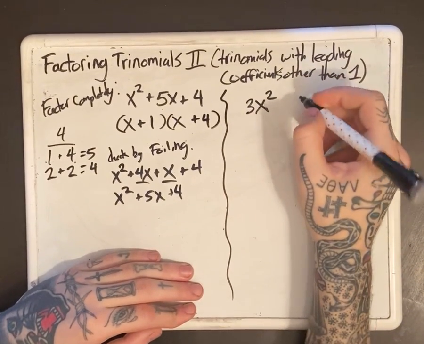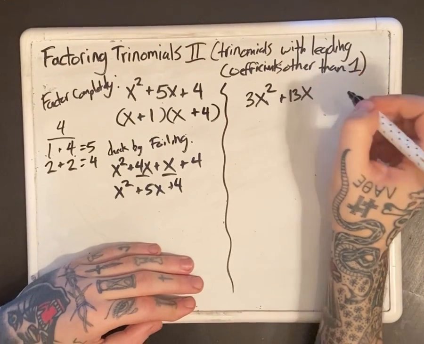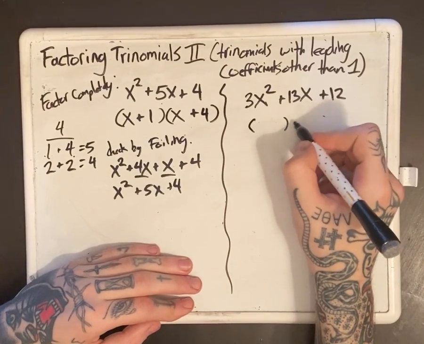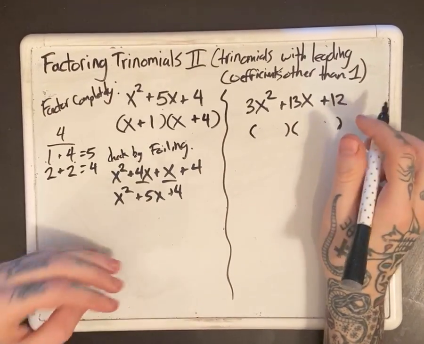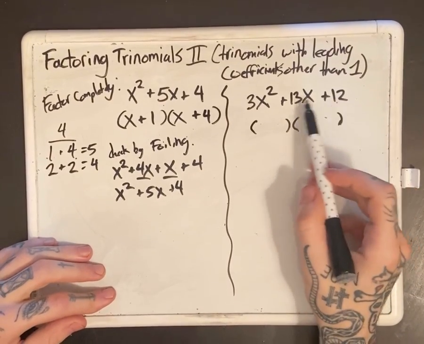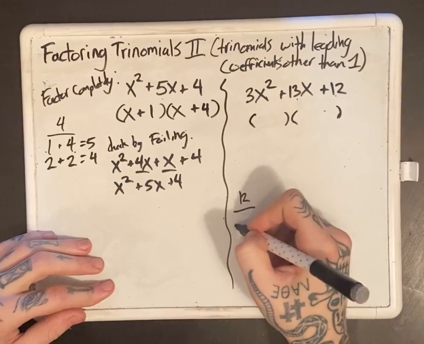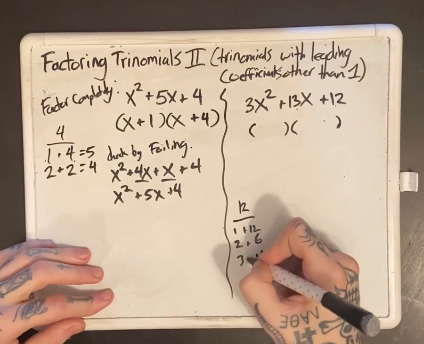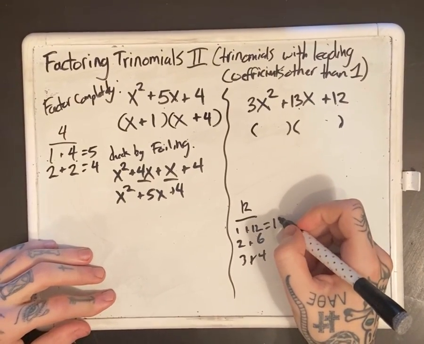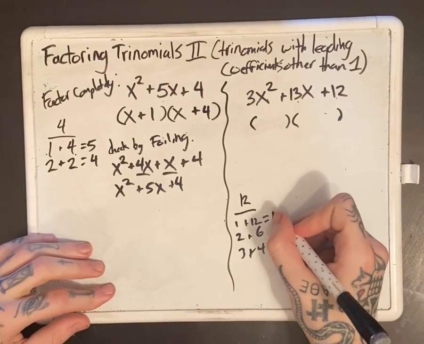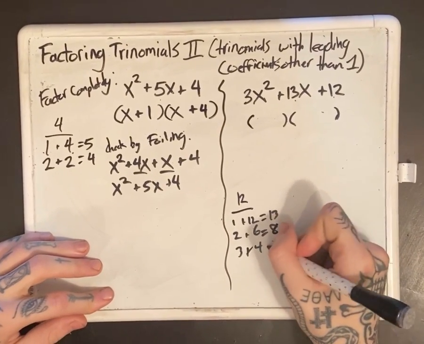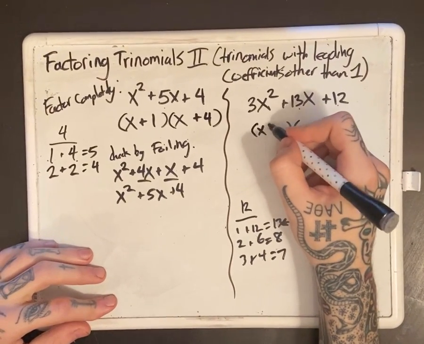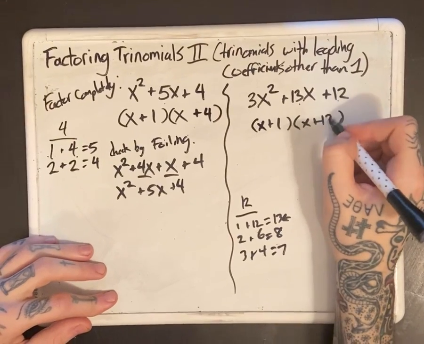3x squared plus 13x plus 12. So let's do the same thing as before. We're going to try to do our pattern. Remember, it has to multiply to 12 and add to 13. 1 and 12, 2 and 6, 3 and 4. This adds to 13. This adds to 8. And this adds to 7. So we're looking for this one, right? So we get x plus 1, x plus 12.